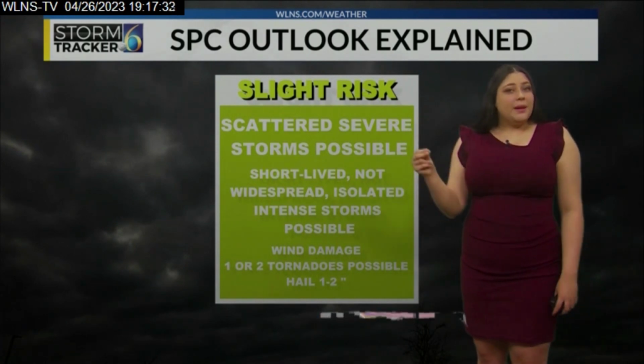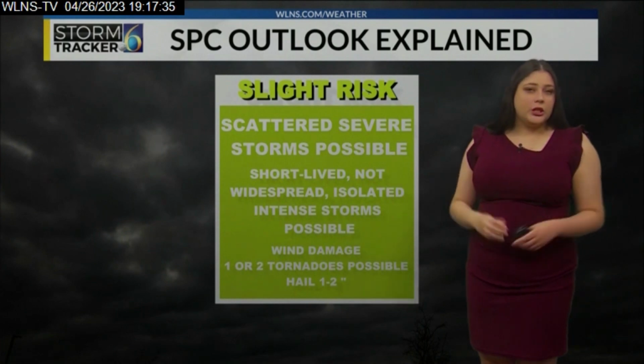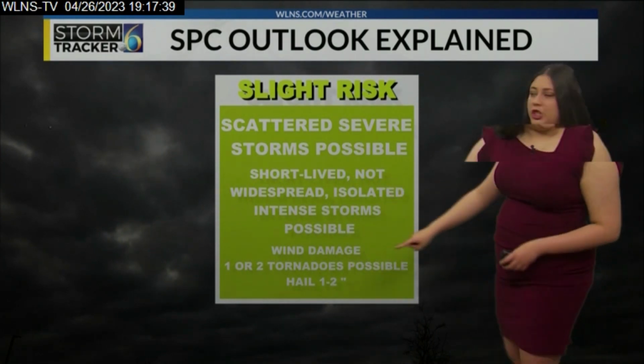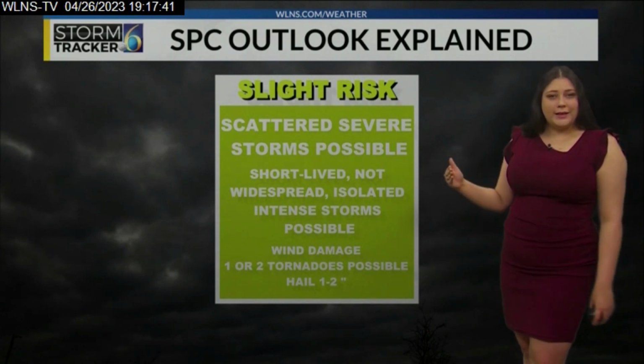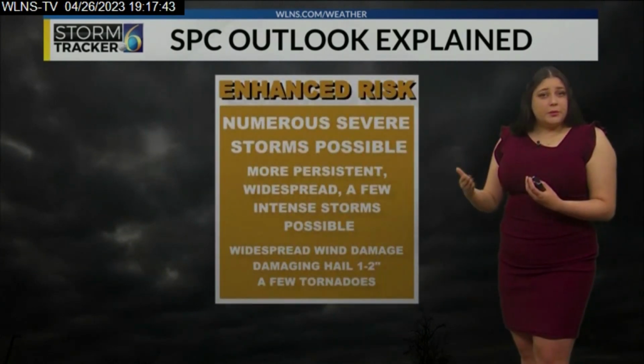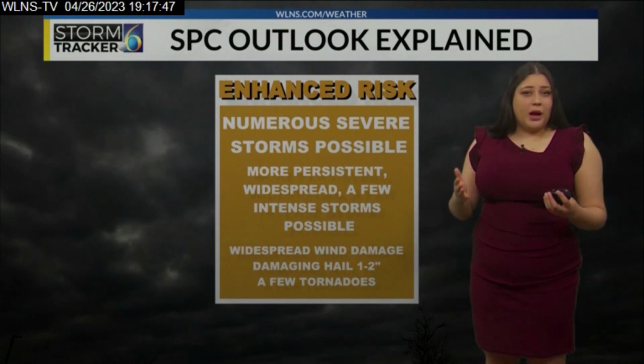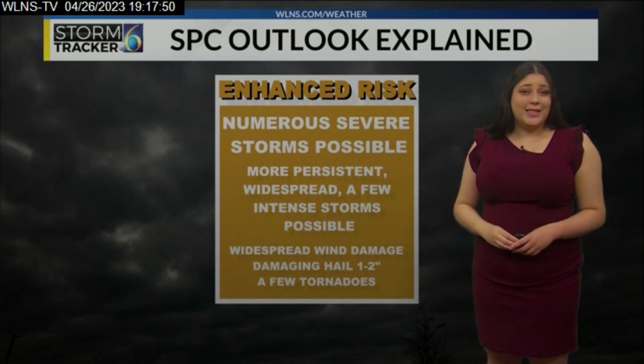Even though we are jumping up by one category, storms are still limited in their duration, but it is in this category that we now introduce the chance for right around 1 to 2 tornadoes in the area. For an enhanced risk, or that level 3 out of 5, it signifies an area of greater severe storm coverage with varying levels of intensity possible.